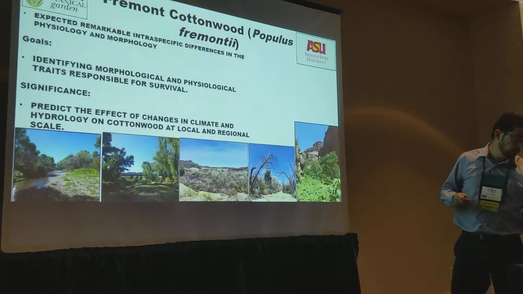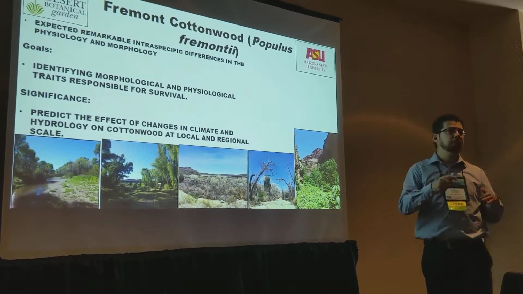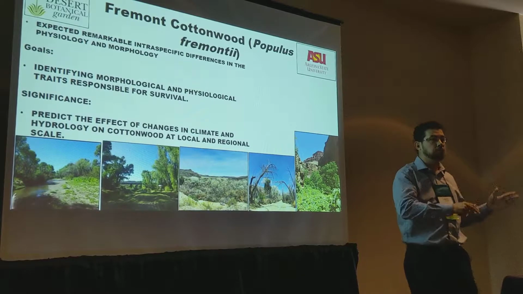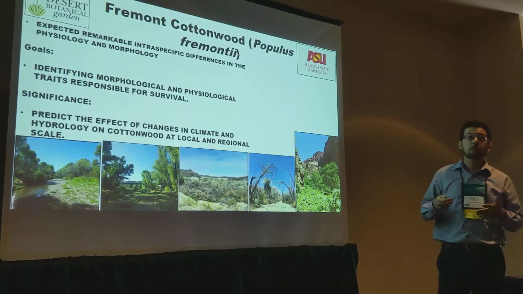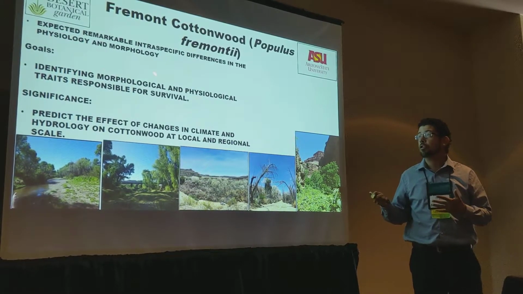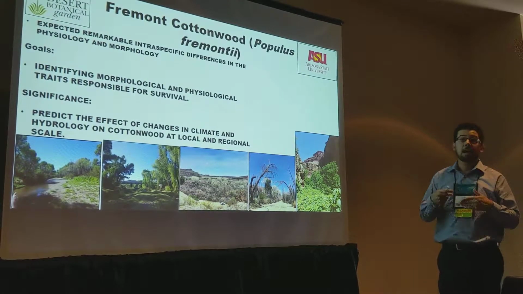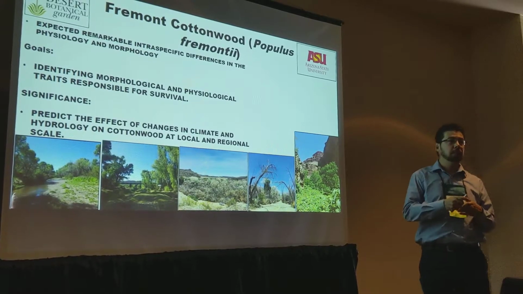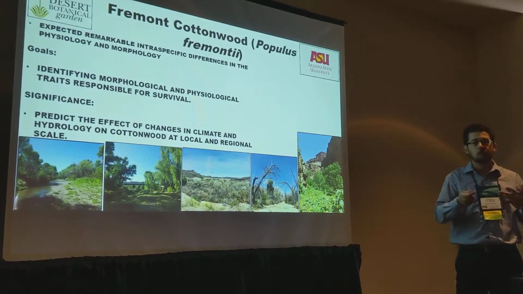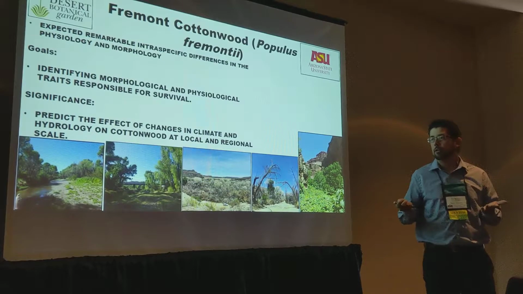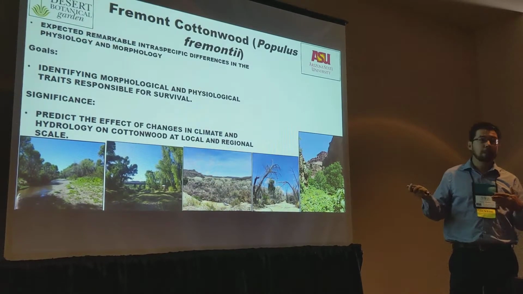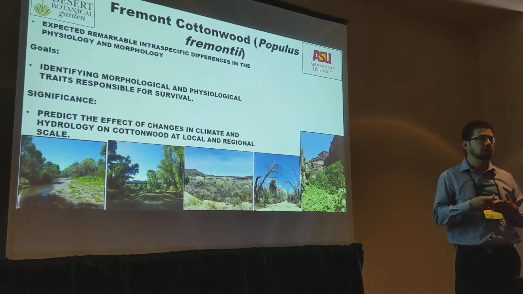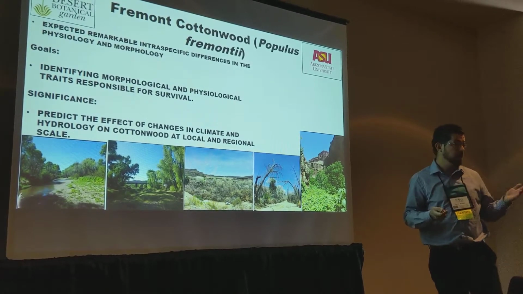And this is the question that we have. What is the difference between these different populations that are from 2,000 meters elevation or 0 meters elevation? So we're expecting to find physiological and morphological traits that are very different and explain local adaptation. These are our goals: identify that kind of traits and explain how they work and how they explain local adaptation. That is going to simplify our understanding of how climate change is going to affect these trees in the future.